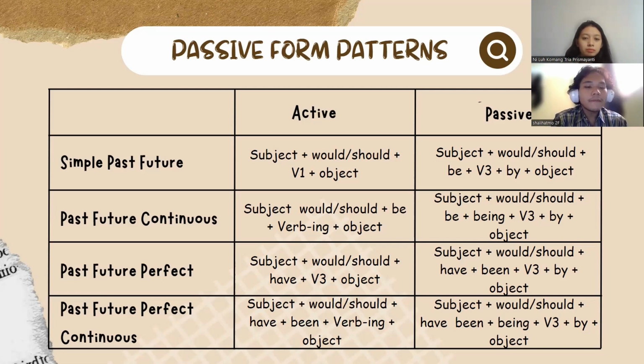And past future perfect active: subject plus would or should plus have plus verb 3 plus object. And a passive is subject plus would or should plus have plus been plus verb 3 plus by plus object.